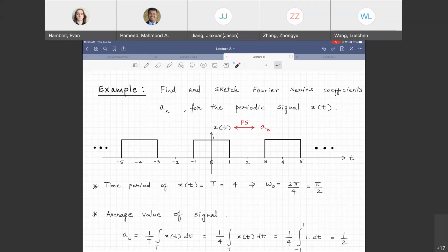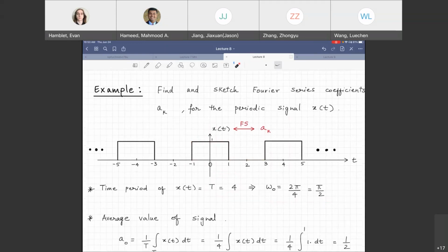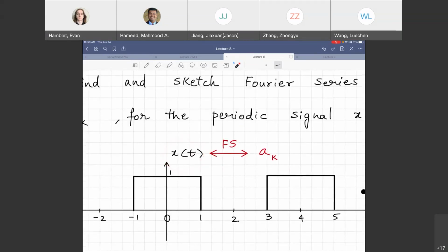Next, look at how I have represented this x of t. I have this signal over here, which is on for a certain amount of time, and then it is zero for the rest of the time. x of t, an arrow that goes both ways. What does that mean? That means that given x of t, I can compute Fourier series coefficients, or given the Fourier series coefficients, I can go back and compute the x of t. I can go either way. FS standing for Fourier series coefficients, a sub k are the Fourier series coefficients. I need to figure these out. This is a question mark for this.